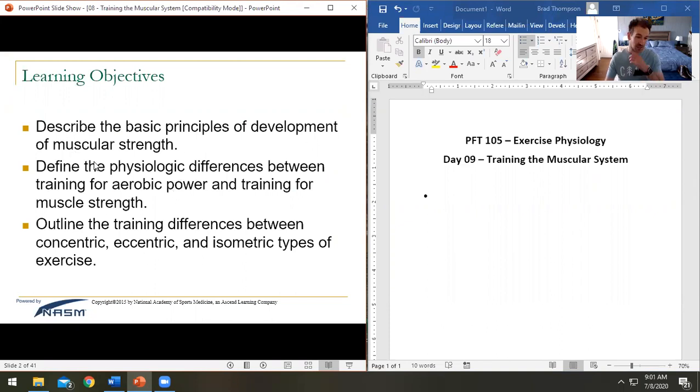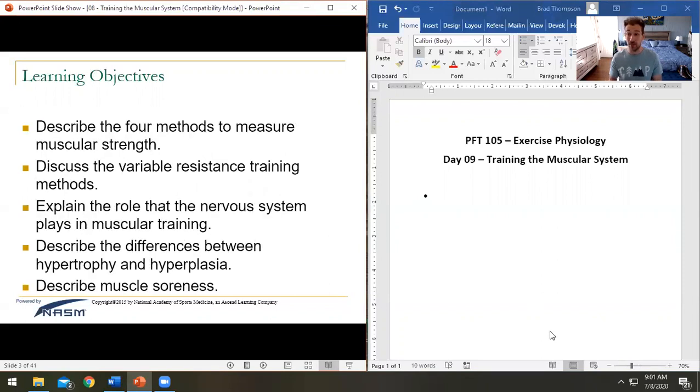There is a physiologic difference between training for aerobic power, giving yourself an aerobic engine that can produce energy throughout a whole workout, and muscular strength. We want to get the differences between those two outlined. And then we want to know the difference between our contractions, so we're going to do a quick review of that again.